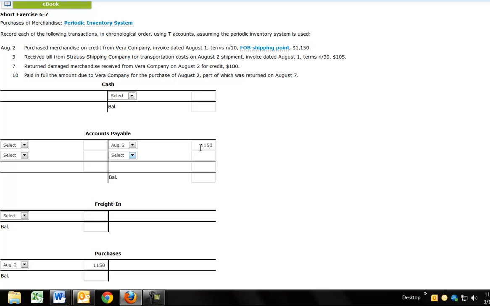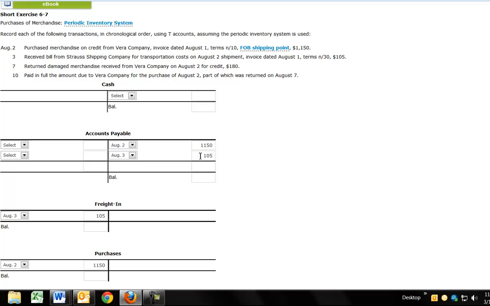Then on August 3rd, we received a bill from Strauss Shipping Company for transportation costs on August 2nd shipment, invoice dated August 1st, terms N30 for $105. So that's our bill that we have to pay for shipping, and we have 30 days to pay that bill. So we're going to record the shipping cost, which is freight in, on August 3rd for the amount of $105 that we pay for shipping. Now we're not paying it right away. We received the bill, so we will also credit our accounts payable on August 3rd for the $105.